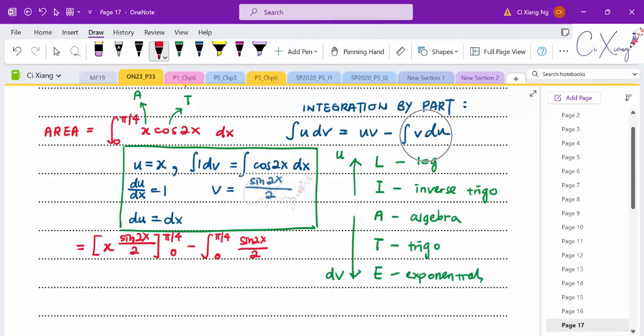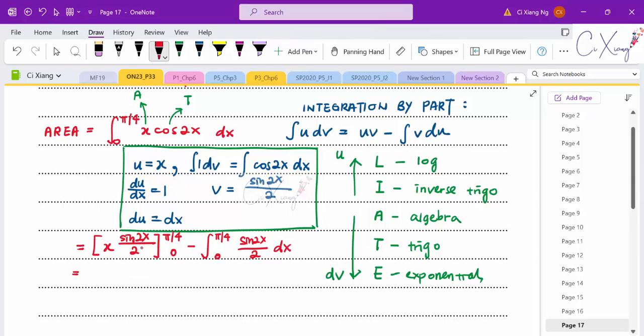Then du. What is my du? So go back to this side. du is equal to dx. Okay, so this particular formula is basically uv minus the integration of v du.